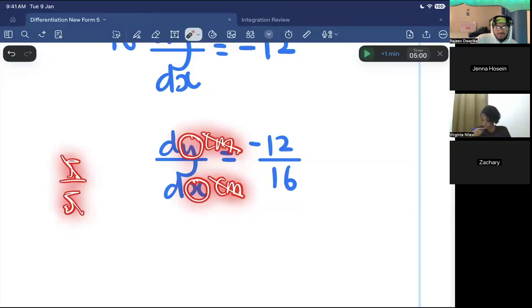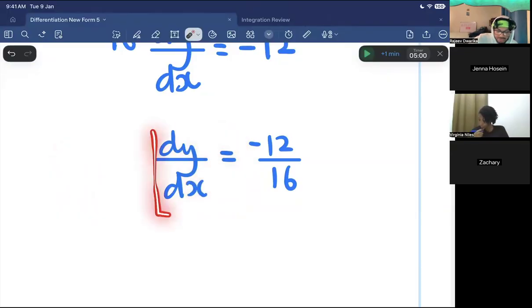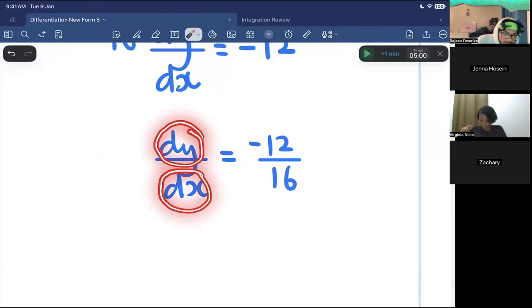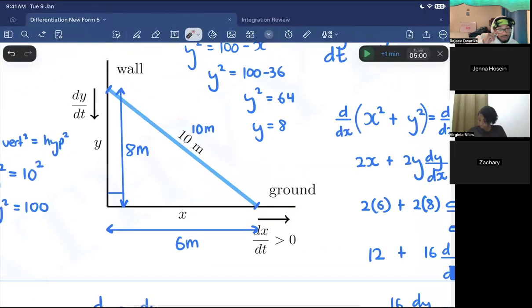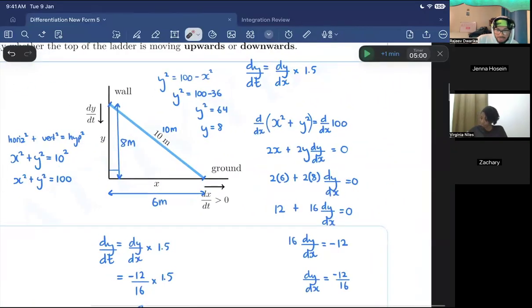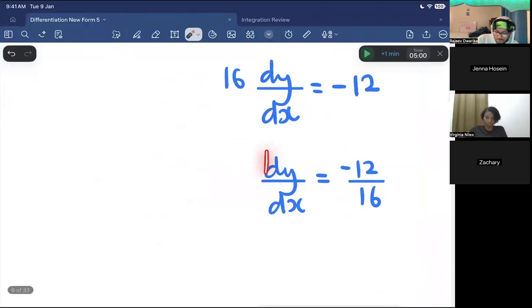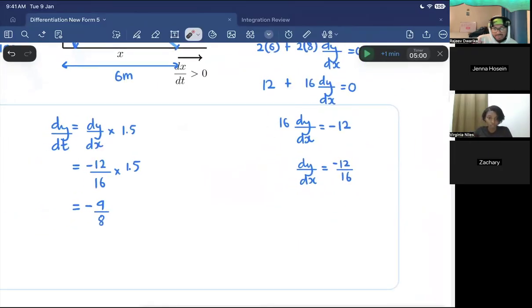So Jenna, you would describe this as a ratio between the change in height and the change in what? What was x? X was the horizontal, the ground. So this is really a ratio between the vertical height and the horizontal distance. So that's dimensionless.